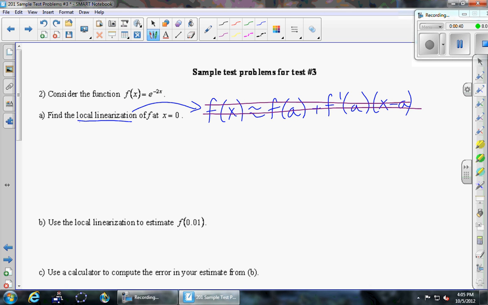Local linearization is a synonym for a phrase we've been using all semester. Local linearization just means tangent line. So this problem is just asking us to find the equation of the tangent line of that function at x equals 0. So to find the equation of any line, we need two things, a point and slope.